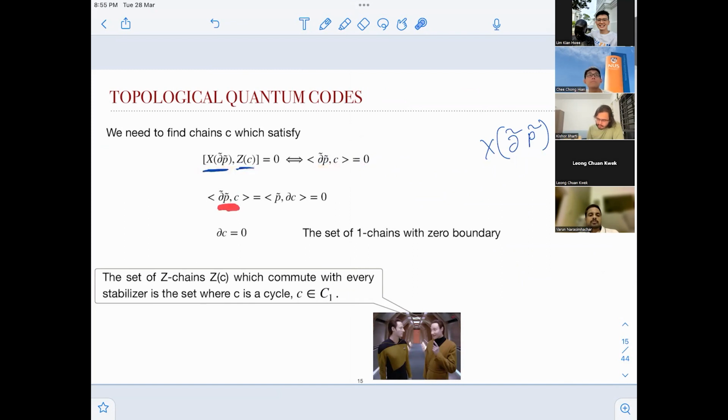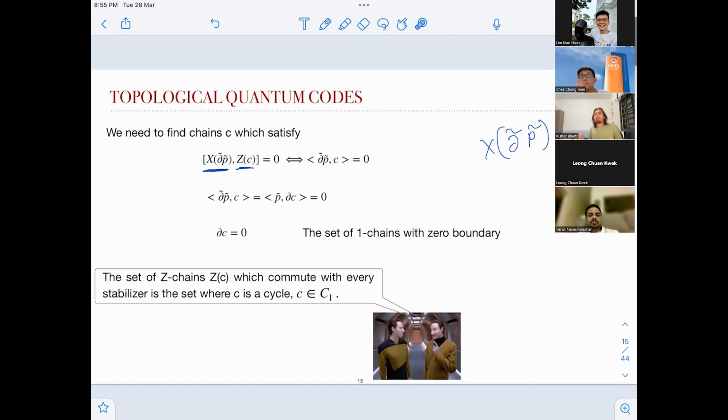So this is equal to 0. Using the definition of the co-boundary, you can move the delta over: the inner product of P tilde with delta C equals 0. P tilde is not 0, so this is 0 only if delta C is 0. So when is delta C 0? It's the set of chains, one chains in our case, with 0 boundary.